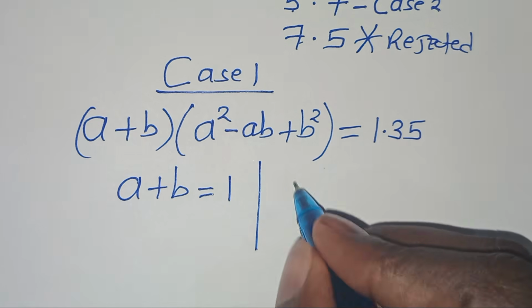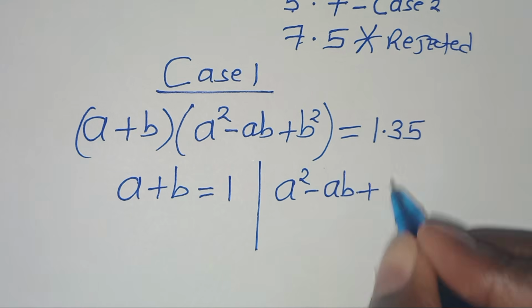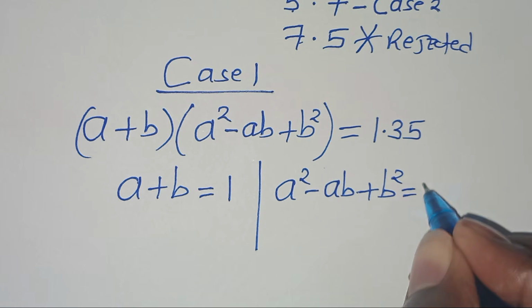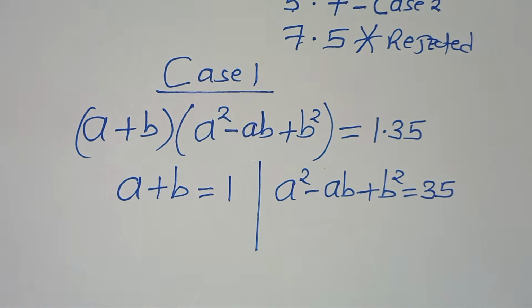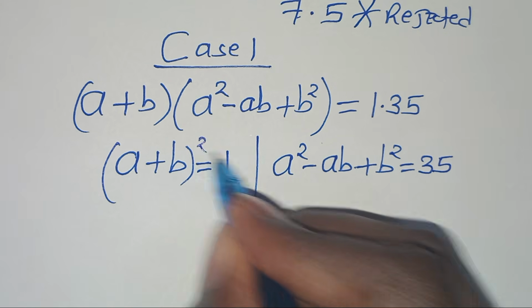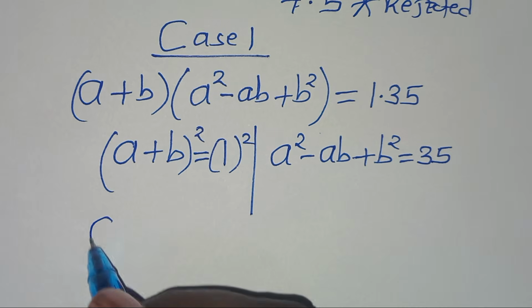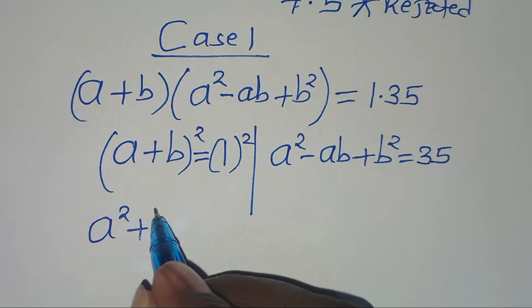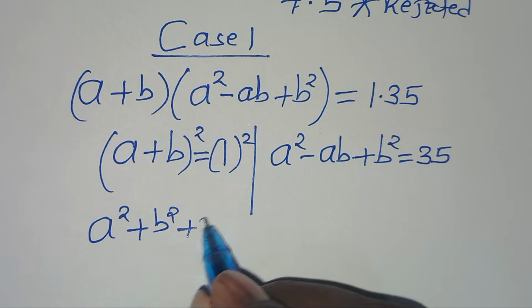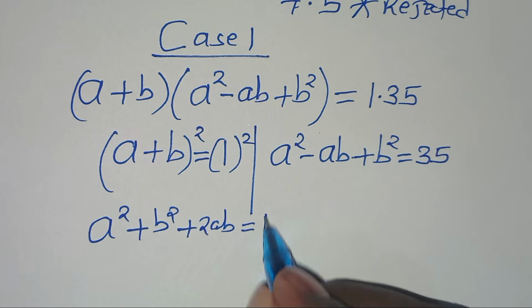Then we have a² − ab + b², this is equal to 35. Now from the first part here, let's square both sides, so that this is the same thing as a² + b² + 2ab, this is equal to 1², and this is equal to 1.